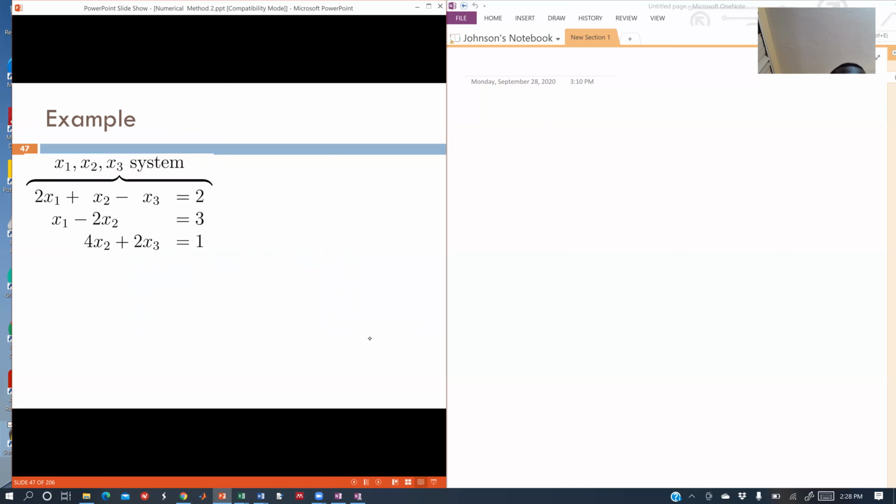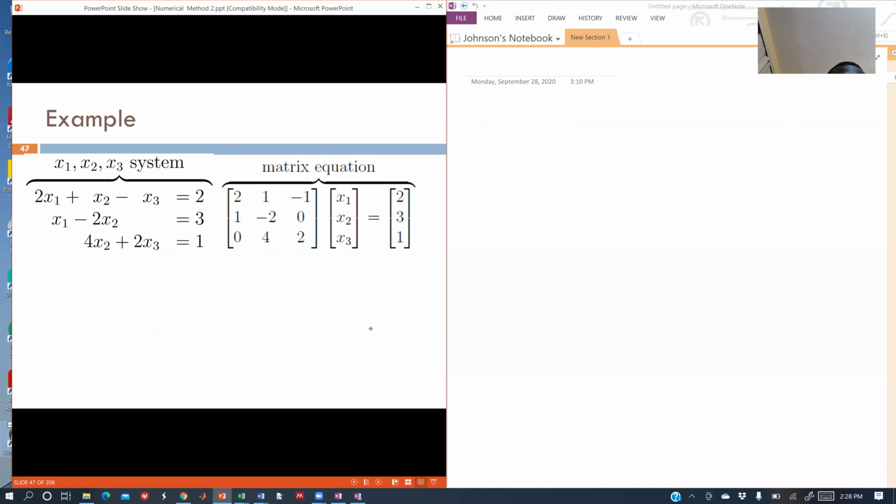Taking an example as this one, what you see on your screen, we can rewrite this system of linear equations into the matrix notation, which gives this matrix of 2, 1, negative 1, 1, negative 2, 0, 0, 4, 2, and the vector x1, x2, x3, that's the vector of unknowns, and the vector of right-hand side values 2, 3, 1. In augmented form, we have our system put in the form as you see on your screen.